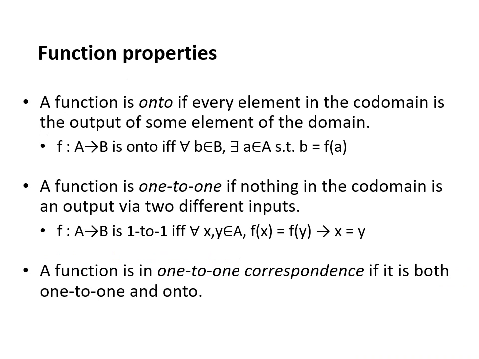Okay, so what are these properties that I mentioned in the title slide? The first one is called onto, then we have one-to-one and one-to-one correspondence. So a function is onto if every element in the codomain is the output of some element of the domain.